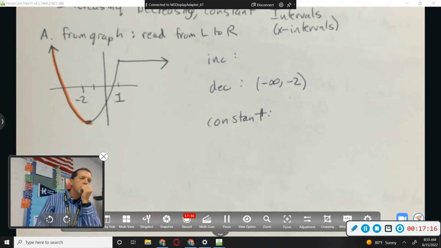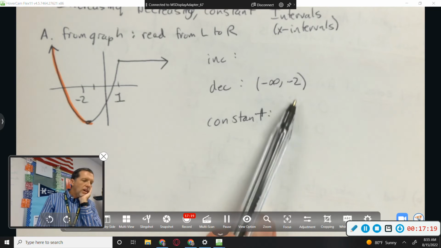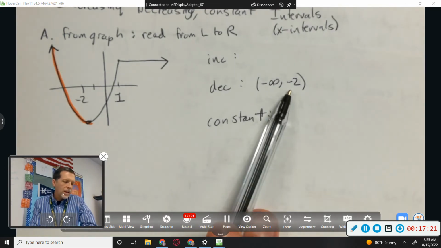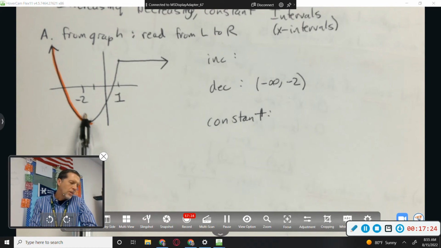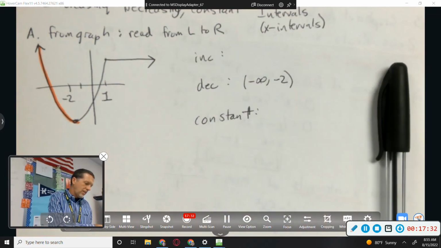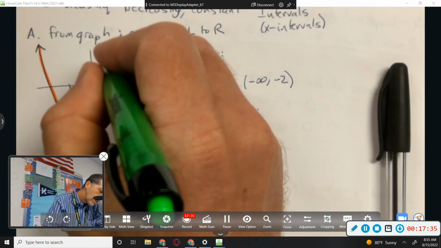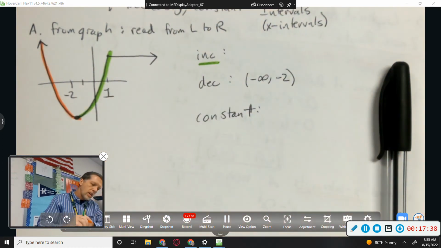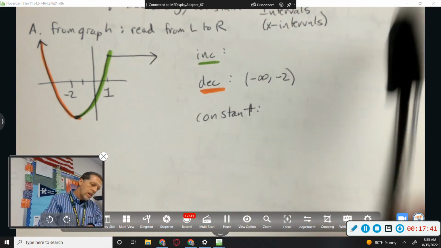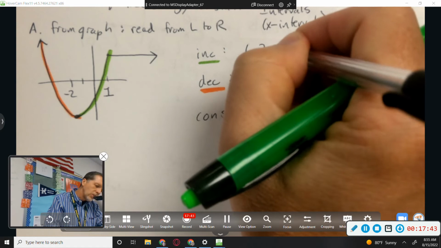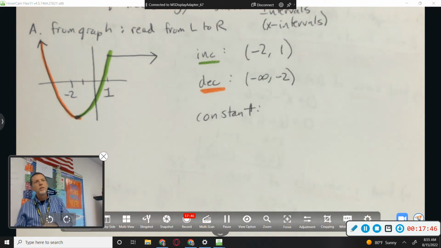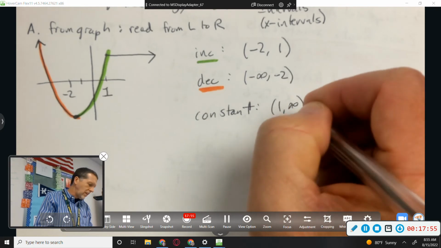Yes, ma'am. Great question. Parentheses versus brackets. At negative 2, it decreases, but it's changing at negative 2, so we don't want to include negative 2 on either one. Like on the increasing interval that's coming up next, from negative 2 to 1, it's not increasing at negative 2. It's not decreasing at negative 2. And then same thing for constant from 1 to infinity.